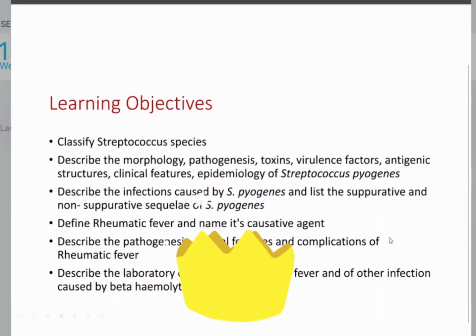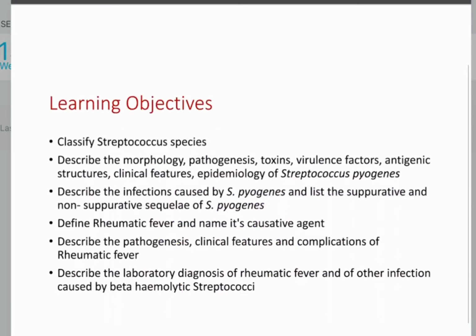So this is a learning objective for today's lecture. Classify streptococcus species, describe the morphology, pathogenesis, toxin, virulence factors, and details of the streptococcus pyogenes, the infections caused by streptococcus pyogenes, define rheumatic fever, and so on.